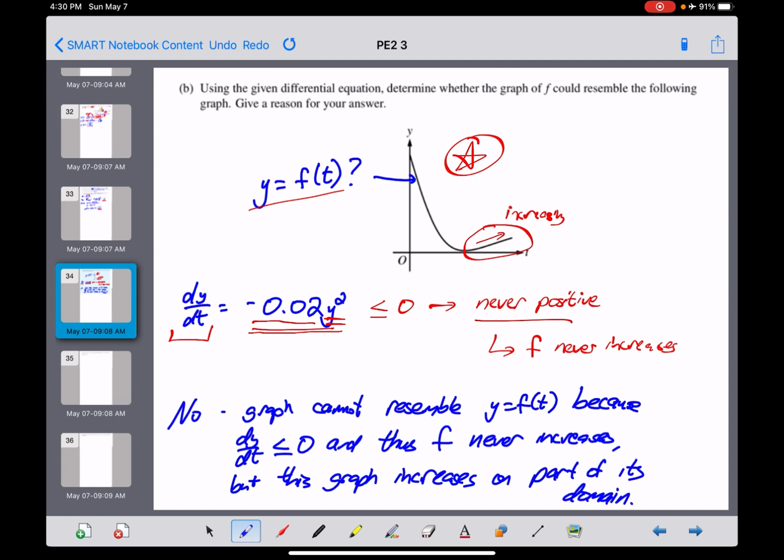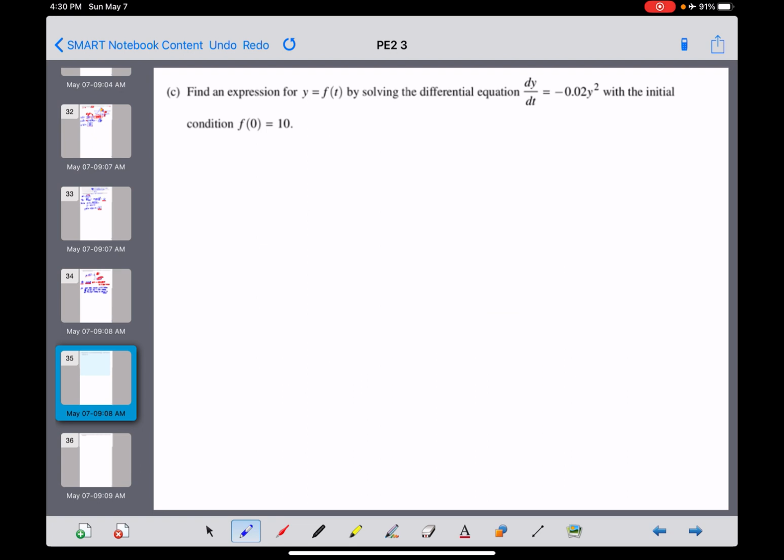This whole thing was only worth 1 point, so they were not going to split hairs and nitpick too much there about the ordering. But yeah, that's how B works right there. Basically, the derivative is always negative, but this thing increases, and that's an incompatibility right there.